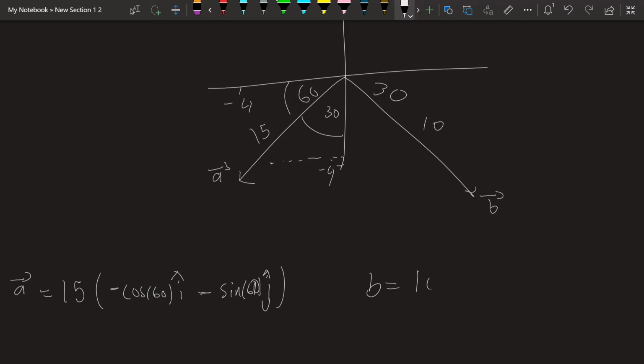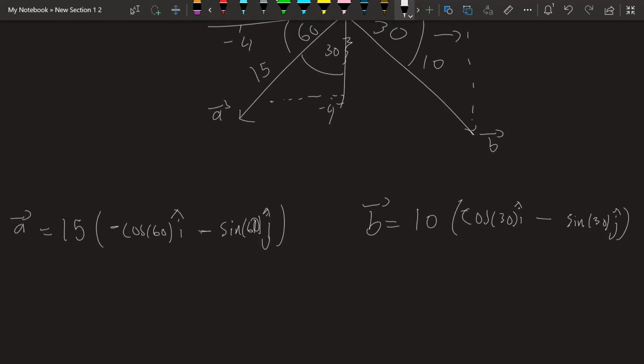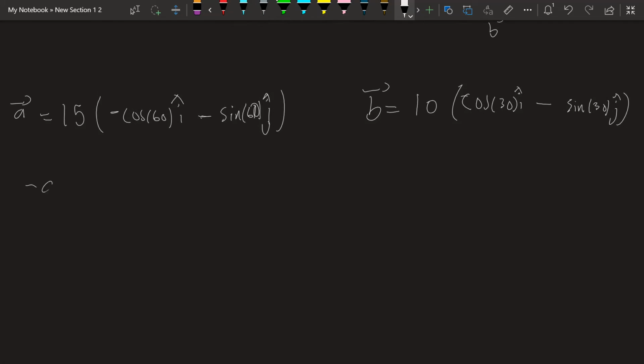B is going to be equal to the magnitude multiplied by, as you can see, this is the y value. The y value is sine 30. And of course, there's a j. And from looking at it, you can say that the y value is negative and the x value is positive, because this axis is negative, this axis is positive, right? And this is B. Now what we're trying to find is minus A plus B.